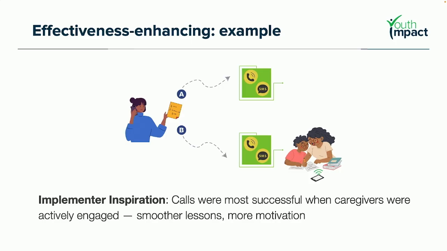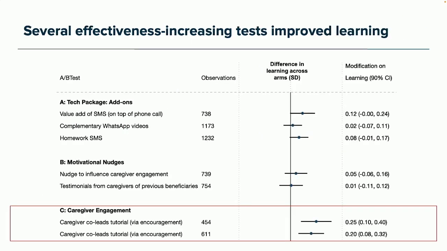So group A is the status quo. It's a free-for-all, no specific instruction for the caregivers. But in group B, we encourage the caregivers to actively co-lead the tutoring session and to lead part of the tutoring call. So what did we find? You can see in the red box at the bottom these really nice results. So we repeated this test just to be extra sure and give us a bit more statistical power.